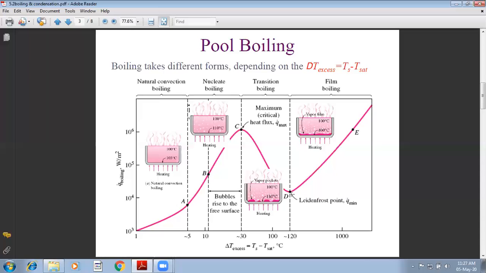After point D, we come across a film boiling where a film of air bubbles or air layer will form at the bottom surface of the vessel, which will start radiating with the increase in heat transfer, which will eventually increase the heat flux.